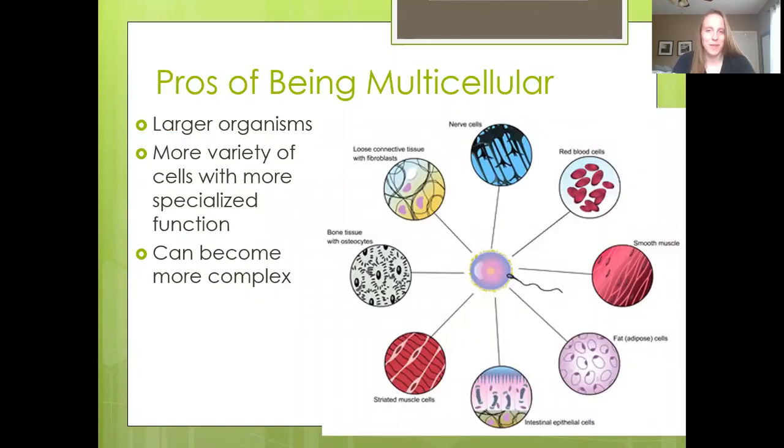The upside of being multicellular is that you can have larger organisms, which can be useful when you're trying to get away from predators. There's also more variety in the different types of cells, which means that the functions are more specialized and therefore more effective, and the organisms can be more complex. On the right-hand side here, we have examples of the differentiation of cells: nerve cells, blood cells, muscle cells, fat cells, bone cells, etc.